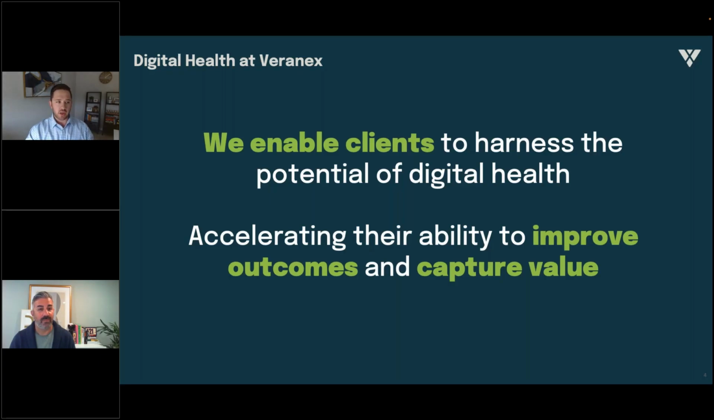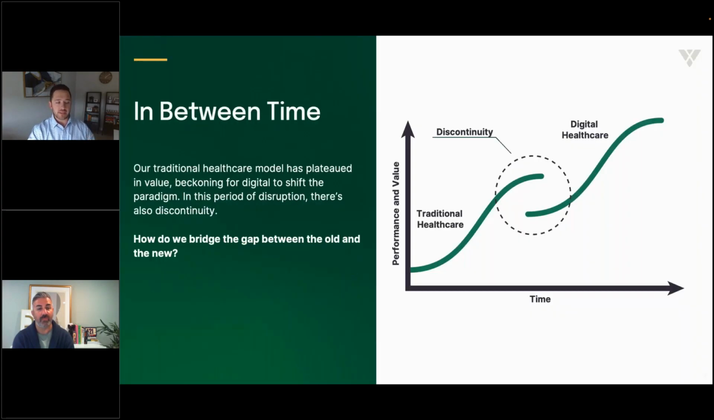And so that brings us to digital health at Veranex. Simply put, our focus in this space is helping and enabling our clients to harness the potential of digital health, accelerating their ability to improve outcomes and capture value. And it's truly an interesting time to be in this space. Disruption is happening and has been happening in healthcare over the last 10 years.